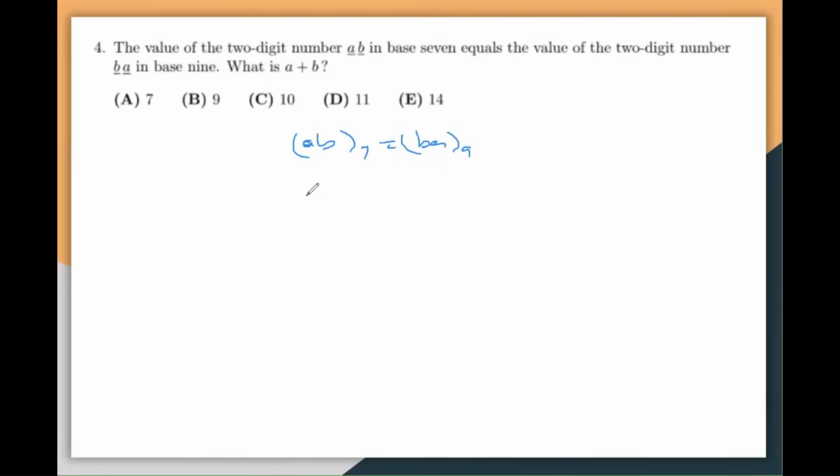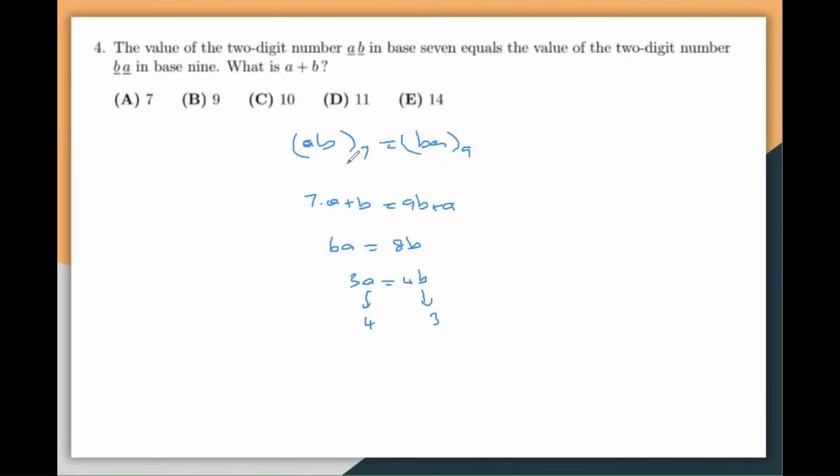So 0 power, first power, so you got 7 times A plus B. And that's going to be 0 and 1, so you got 9 B plus A. And that will give us 6A equals 8B, divided by 2. So you got 3A equals 4B. So that means this might be 4 and this might be 3.